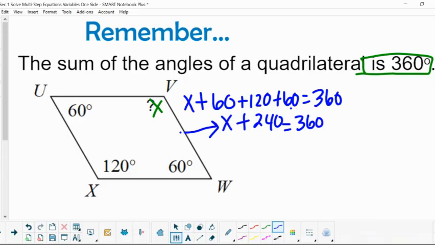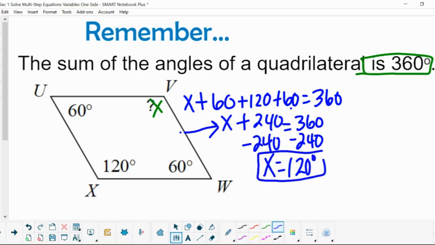Now what do I do to solve for x? How can I get x by itself? Good, subtract 240. Good, who's got 360 minus 240? 120, so x is also 120. Okay, so that's how we work through those.